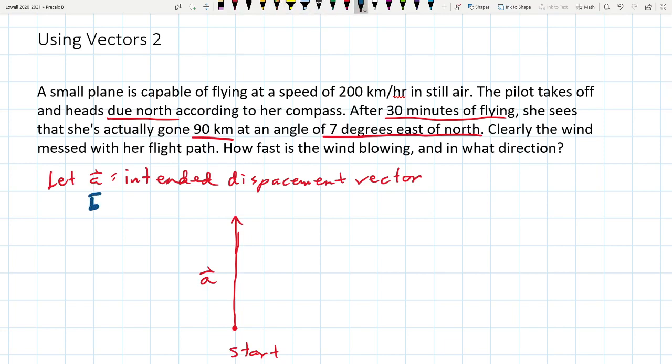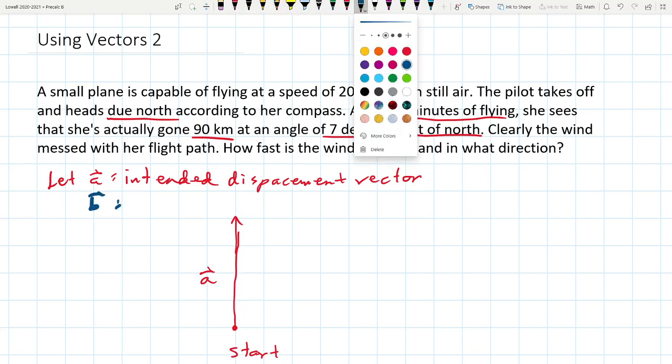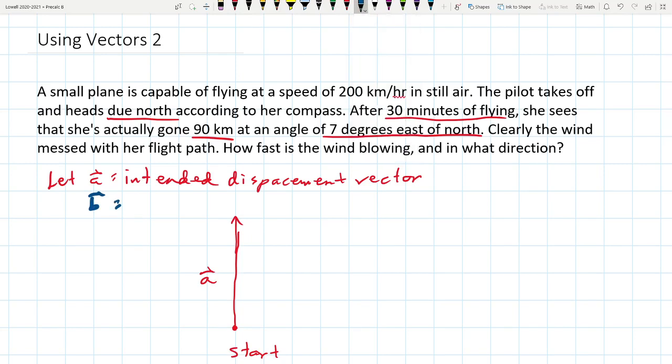I'll do that in blue. Oops. Sorry, it's a little thick. We'll call this the actual displacement vector. Okay, so she goes 7 degrees east of north. So that's a little funky. All that means is if you're looking straight north, you would go towards the east direction, which is to the right, and then 7 degrees.